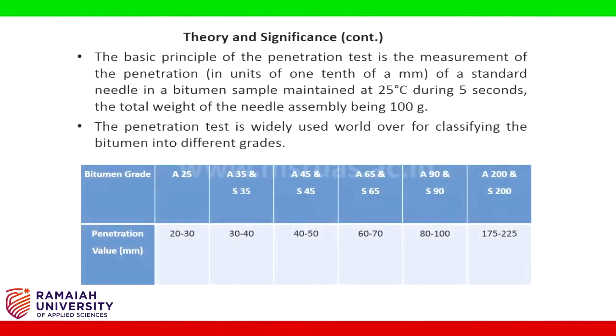The basic principle of the penetration test is the measurement of the penetration, in units of 1/10th of a mm, of a standard needle in a bitumen sample maintained at 25 degrees Celsius during 5 seconds, the total weight of the needle assembly being 100 grams. The penetration test is widely used the world over for classifying the bitumen into different grades.